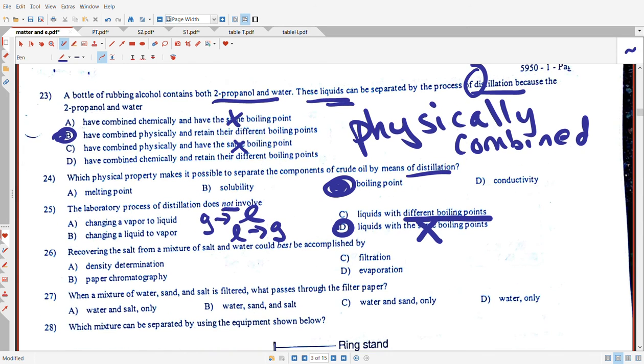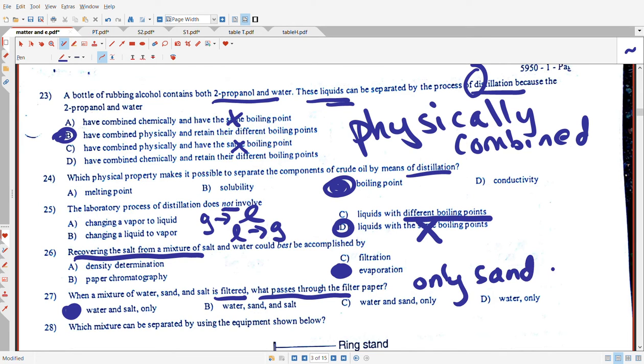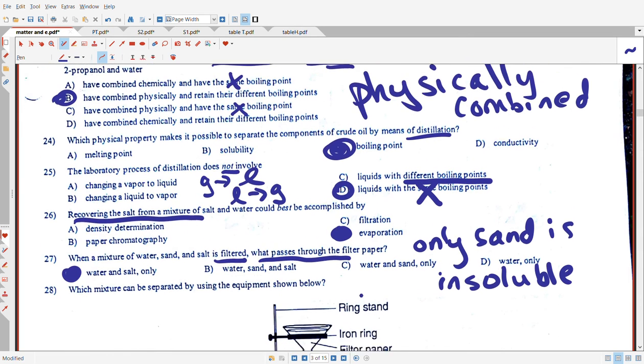involve. How do you recover a salt from a mixture? You evaporate it. When a mixture of water, sand, and salt are filtered, what passes through? The water and the salt, because only the sand is insoluble, which means it will not dissolve and it will stick on the filter paper. The salt is completely dissolved, so it passes straight through.